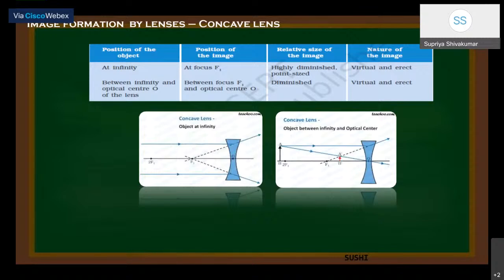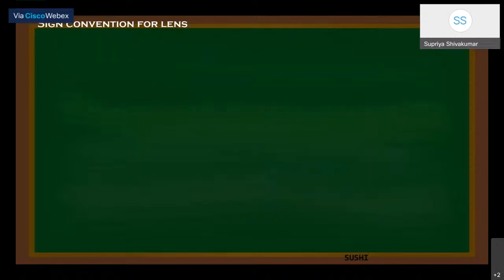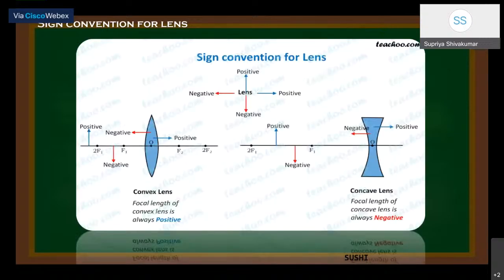We are moving further. We will go for what is called the sign convention for lenses. So when it comes to sign convention for lenses, we know that we go for the Cartesian system. When we say Cartesian system, we know that the center, say the origin, is considered as the origin. So here, I'll just go with the first one, the convex lens. In a lens, the optic center in the middle, we take that as the origin.